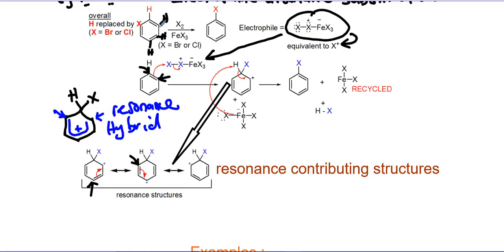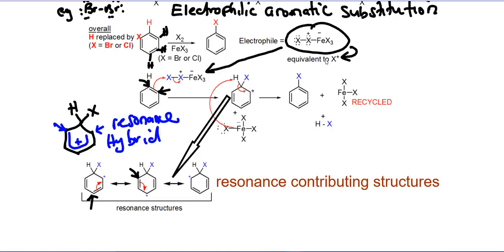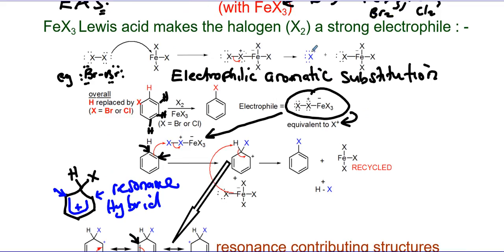Overall, the hydrogen on the ring is going to be replaced by the halogen. So hydrogen switched to halogen, that's substitution. And you're taking the electrophile to be this species or its equivalent, which is X plus, according to what we've shown here.